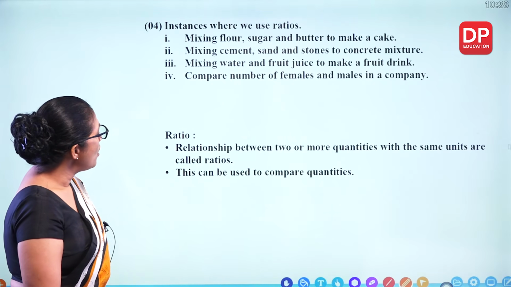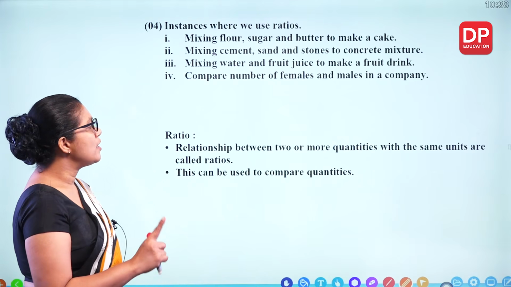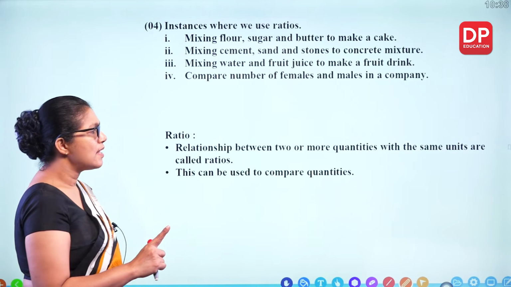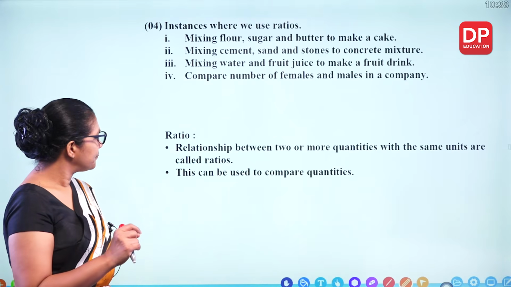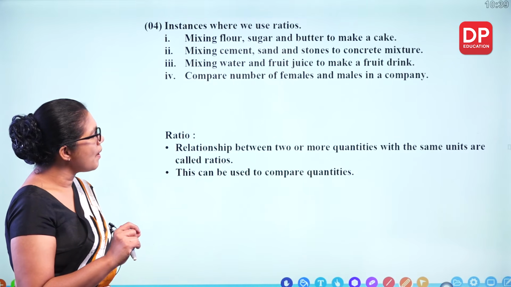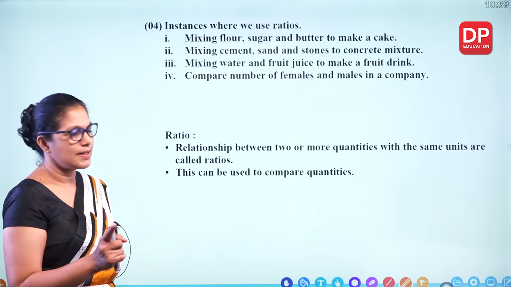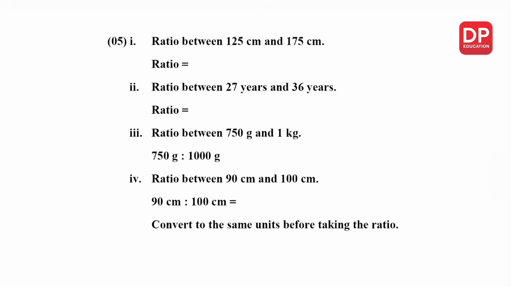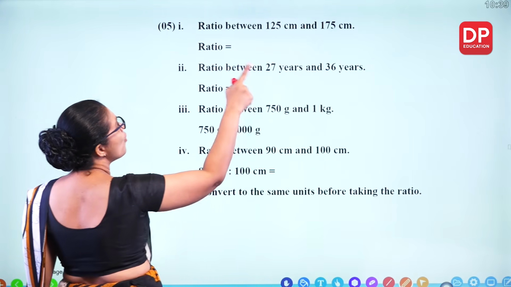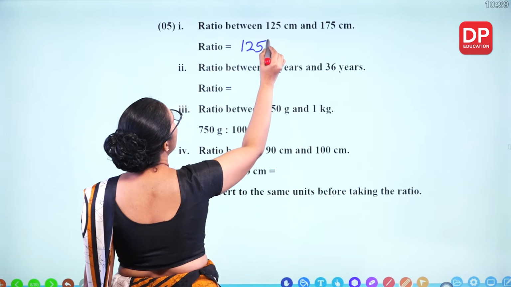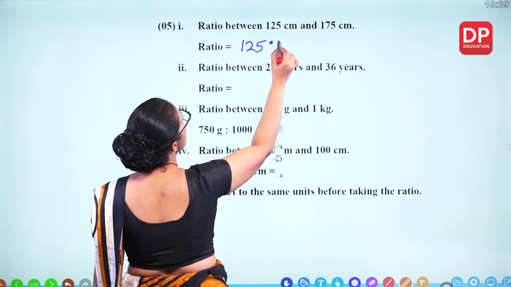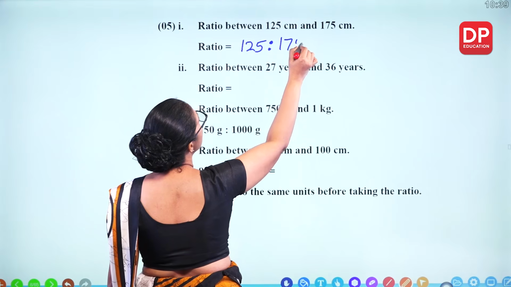The relationship between two or more quantities with the same units is called a ratio. This can be used to compare quantities. Ratio between 125 centimeters to 175 centimeters. Here also both are in centimeters, so you can write down straight away 125 to 175.